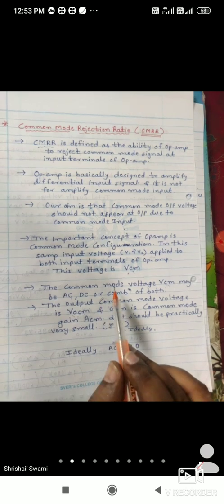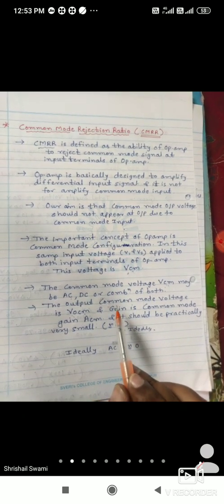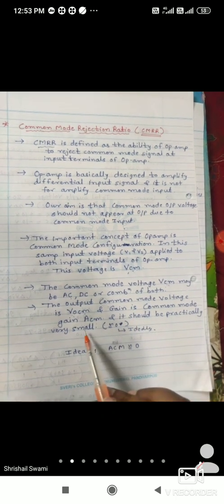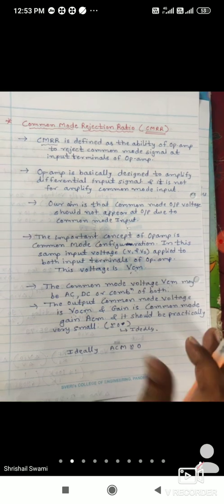Now due to this common mode input voltage, there exists a common mode output signal, that is denoted as VOCM, and the gain is denoted as ACM. ACM should ideally be 0. Now after that we have seen the two different configurations, open loop configuration and closed loop configuration of the common mode configuration.